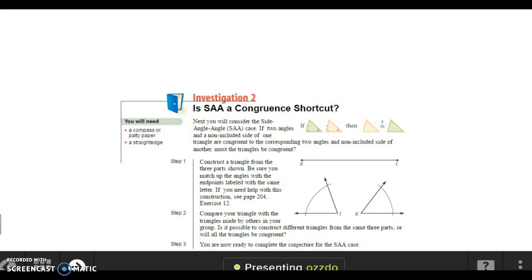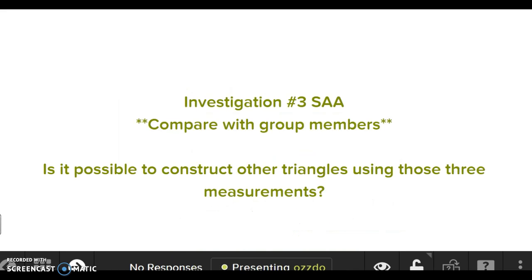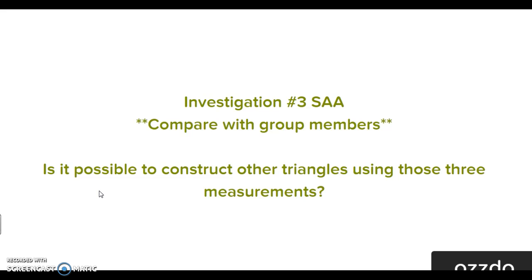Okay, we have investigation number 2, which is side, angle, angle. Okay, so notice the side, angle, angle on here. Construct triangle KLJ. And again, compare with your group members. Did you all get the same triangle, or did you get different triangles? Pause the video, complete investigation 2.